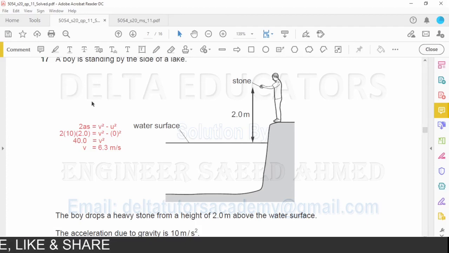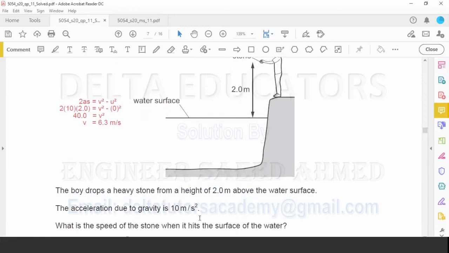In laws of motion, we have studied a formula 2as is equal to v square minus u square, where a is acceleration, s is distance moved, v is final velocity, u is initial velocity. Now here we have to substitute the values. Here the object is moving because of the gravitational force. So acceleration will be equal to acceleration due to gravity, that is given 10 meter per second square. So a is equal to 10 meter per second square. The distance moved is 2 meter. So s will be equal to 2.